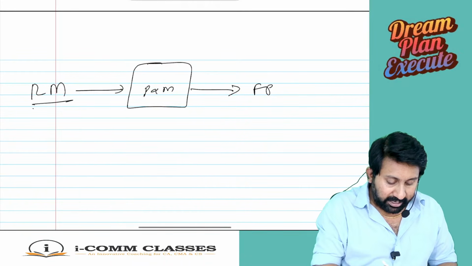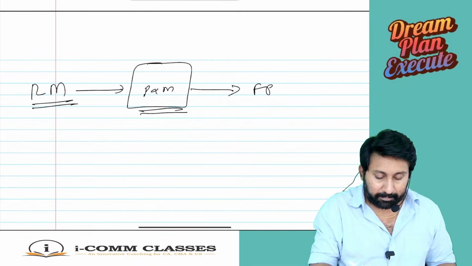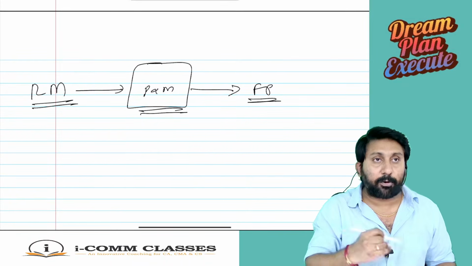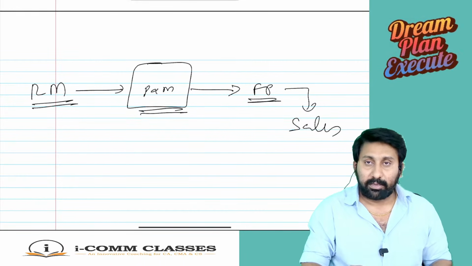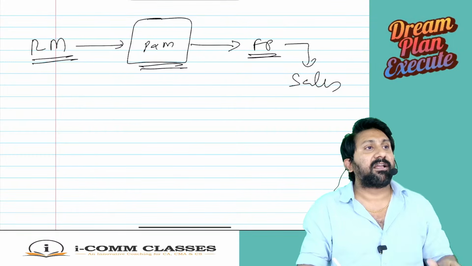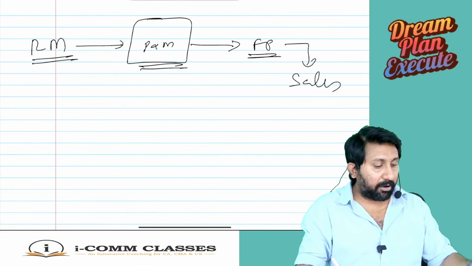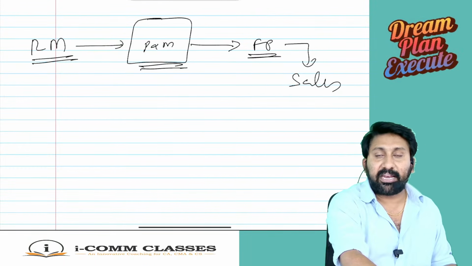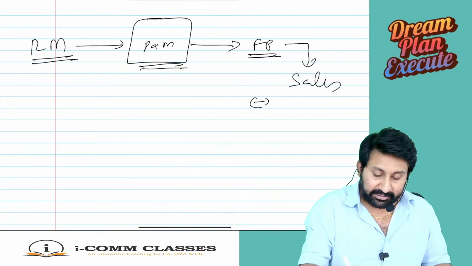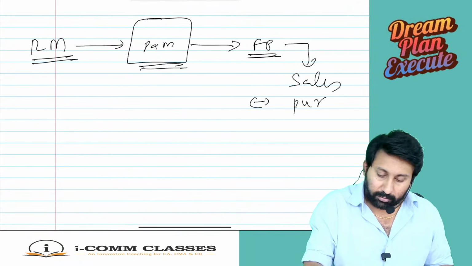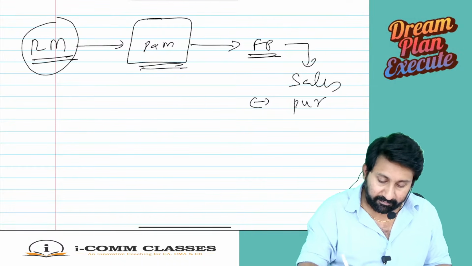So, there is raw material, there is a plant and machinery. Finished product will come out. What will I do with this finished product? Sales. Sales is my profit? No, sales is not my profit. From the sale, what do I need to reduce? Purchases I need to reduce. What I purchased.